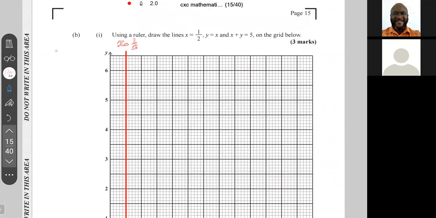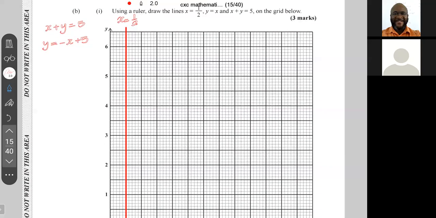Next, we're asked to draw the line x plus y is equal to 5. If I want, I could say y is equal to minus x plus 5. Now, minus x plus 5 is a straight line that cuts the y-axis at 5. So I know that this line is going to cut the y-axis at 5. 5 is the y-intercept, because remember, every straight line is of the form y is equal to mx plus c.